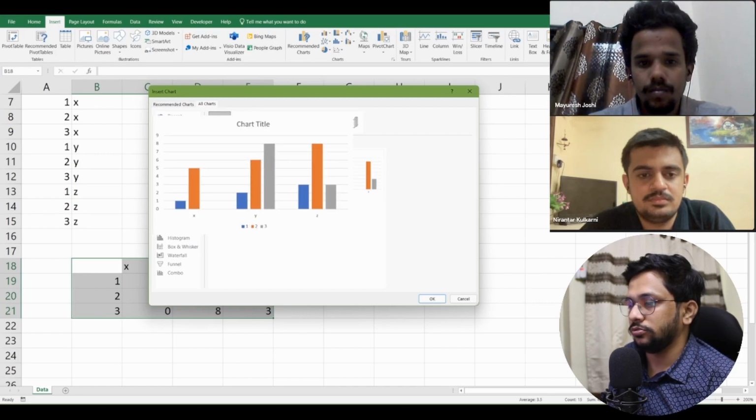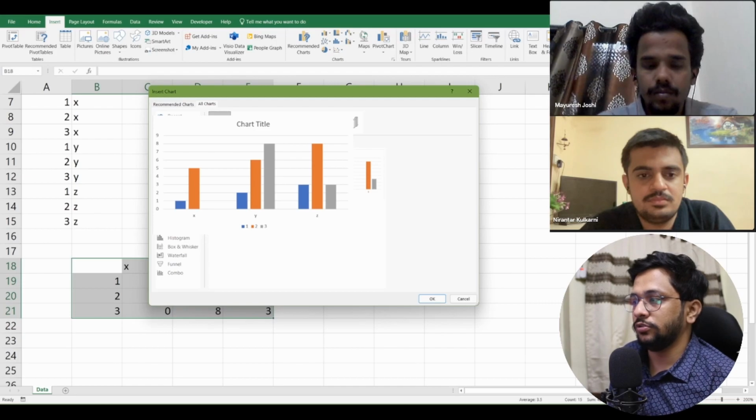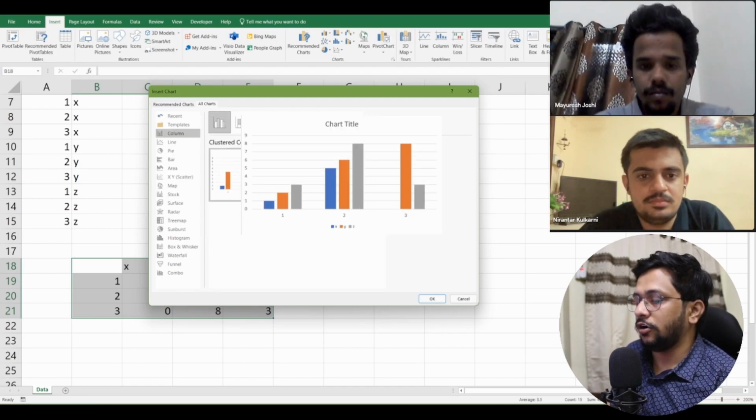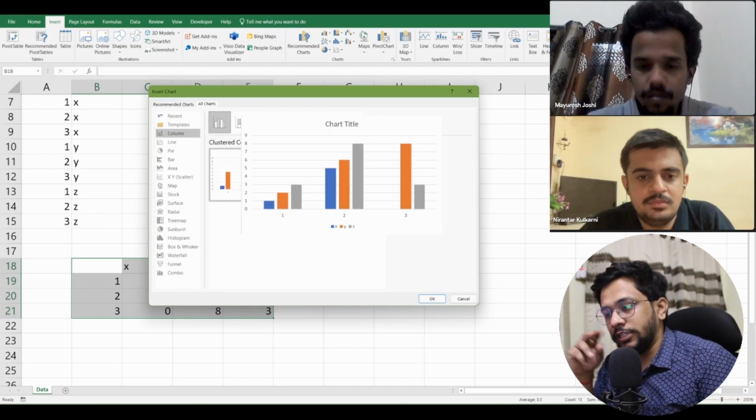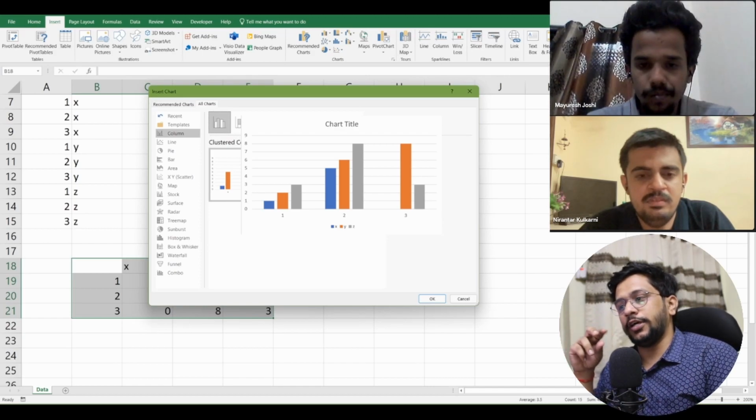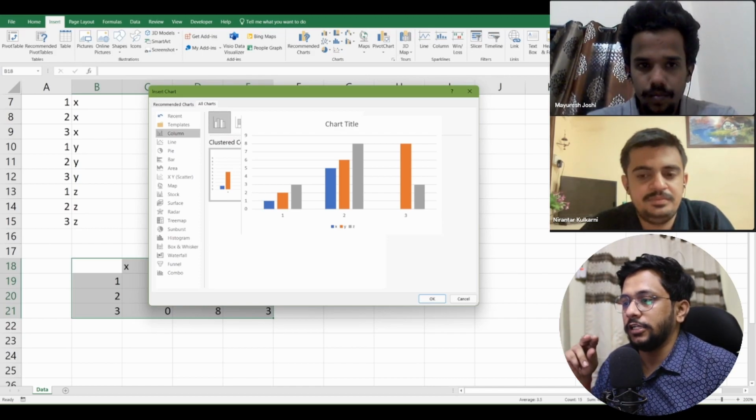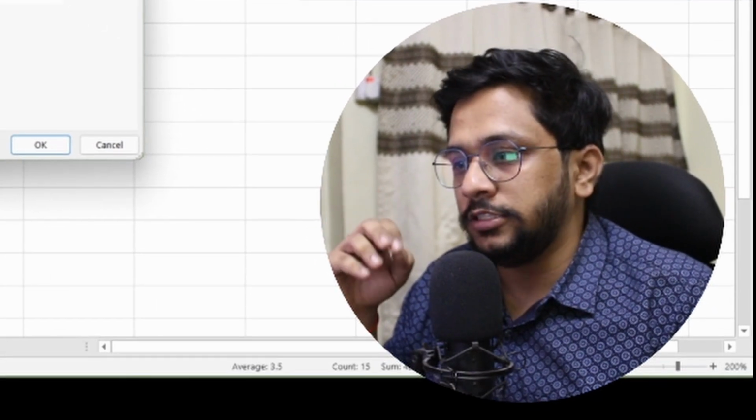So sometimes what you want to do is see the data on a monthly basis, but within the month you also want to compare the performance between those categories. So for example, let's say you handle sales operations.